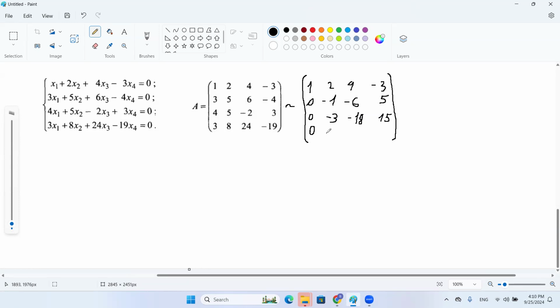Okay, and here? Here also multiply by -3. That will be 2, 12, 12, and -10. Correct.